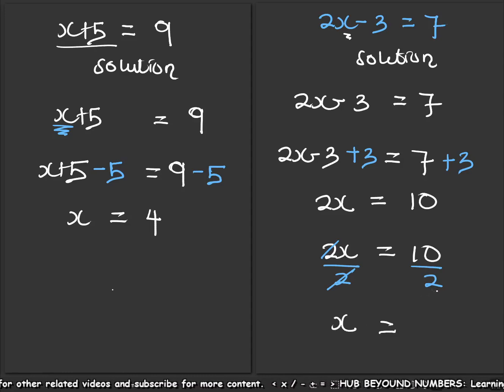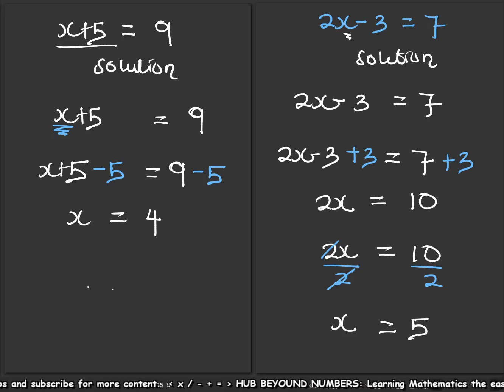Then 10 over 2 gives us what? A 5. Hence our x is equal to 5, which we can verify here. So 2 times 5 gives us 10, then 10 minus 7 gives us a 7. Very, very simple and then straightforward.